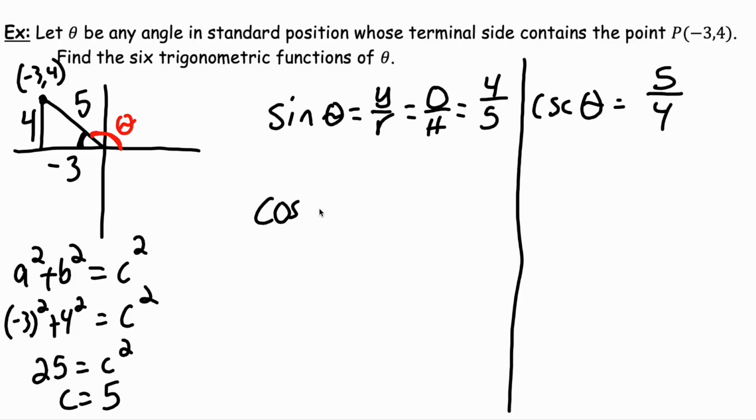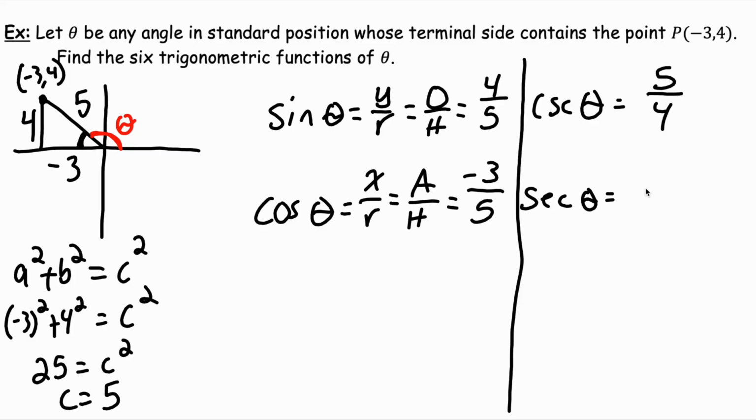All right, let's keep going here. Cosine of theta, again, x over r or adjacent over hypotenuse, either way. Adjacent is -3. And the hypotenuse is 5. And now again, I know what secant is, because secant's just the reciprocal, so 5 over -3. And it doesn't really matter where you put that negative at. You could put it out front like that if you wanted to.